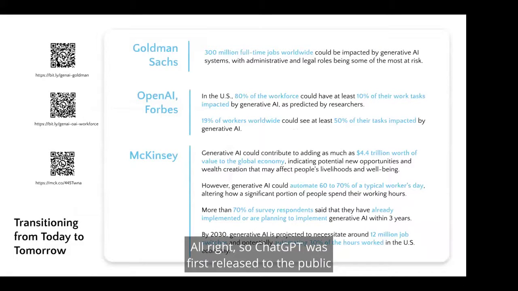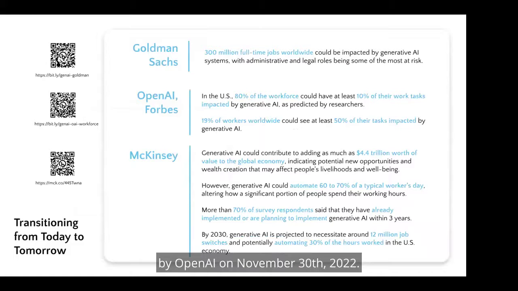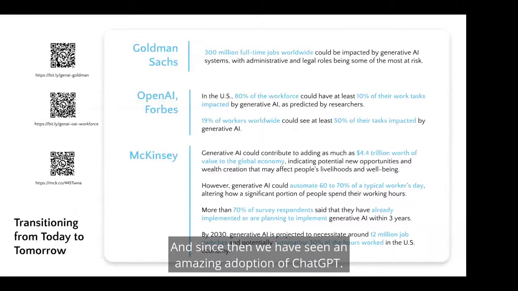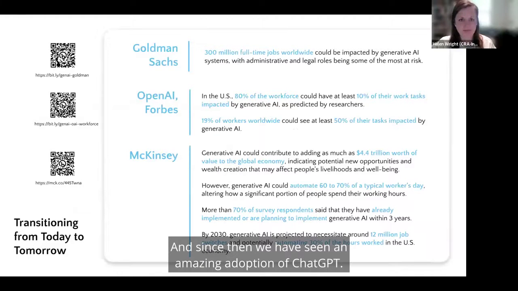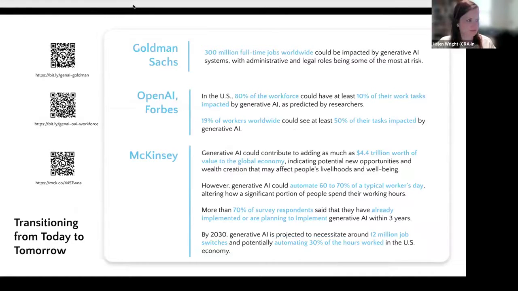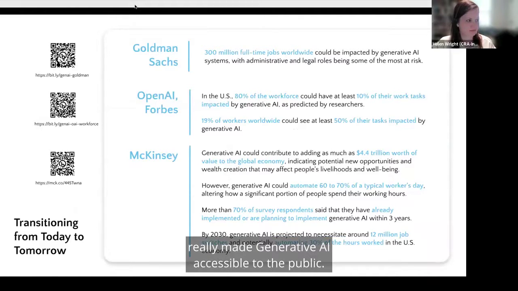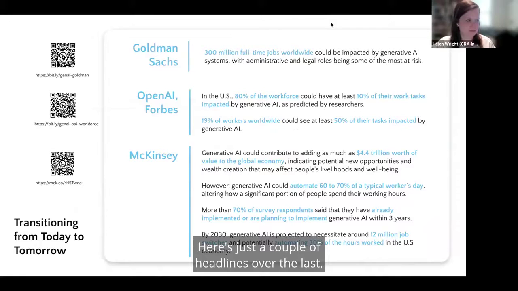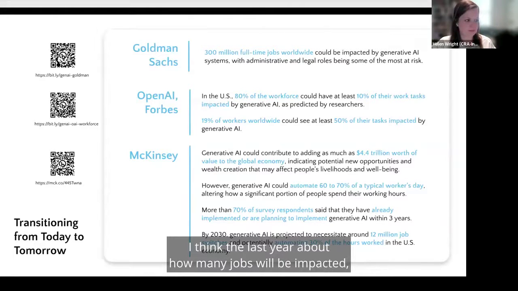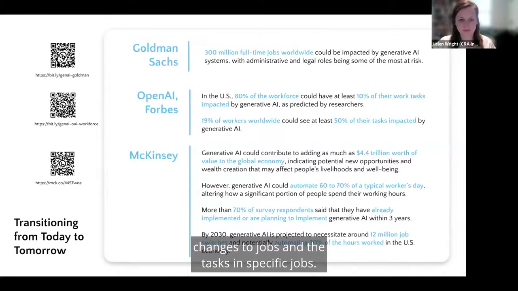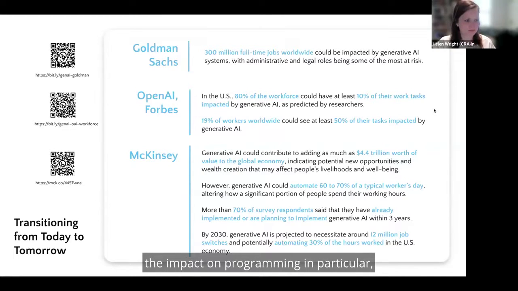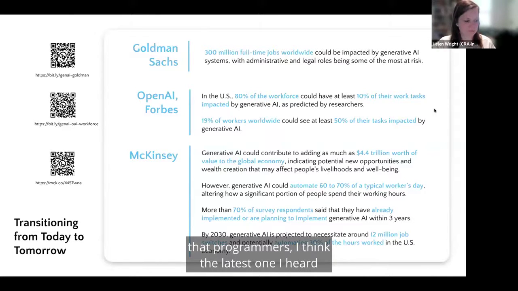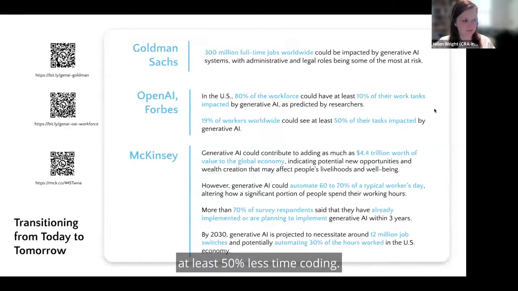ChatGPT was first released to the public by OpenAI on November 30th, 2022. Since then, we have seen an amazing adoption of ChatGPT. This rapid adoption really made generative AI accessible to the public. We have seen a lot of estimates around what generative AI is going to be able to do and its impact on the workforce. Here are just a couple of headlines over the last year about how many jobs will be impacted, and changes to jobs and the tasks in specific jobs. And of course, we've all probably heard about the impact on programming in particular; the latest one I heard was that programmers are going to spend at least 50% less time coding.